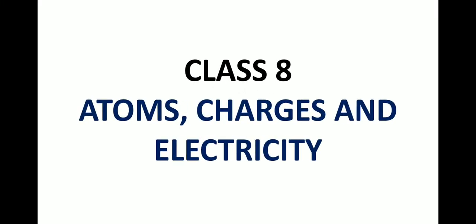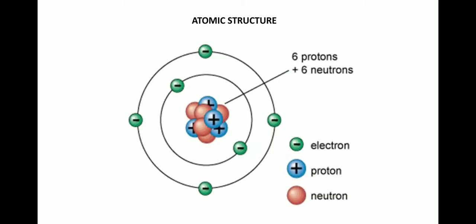Hello class 8. Today's topic is atoms, charges and electricity. You have already learned in chemistry about the atomic structure. The atom, or a neutral atom, contains the subatomic particles, namely the electron, proton and neutron. Electron is a negatively charged particle, a proton is a positively charged particle, and neutrons are electrically neutral particles.